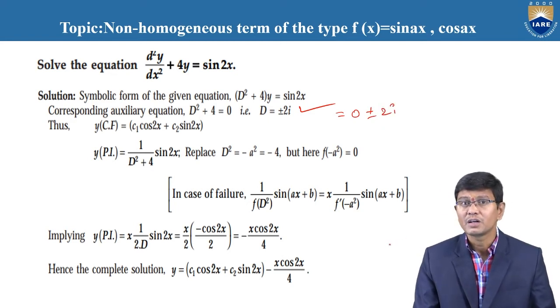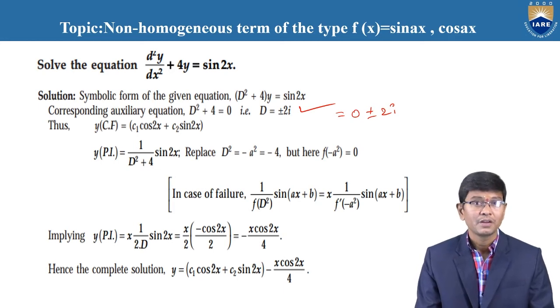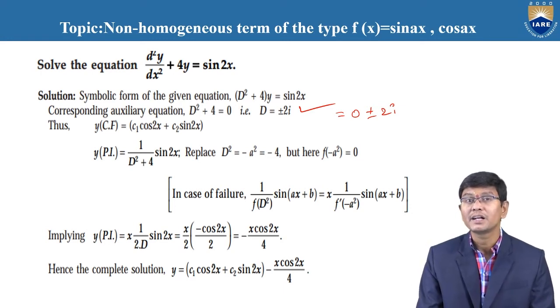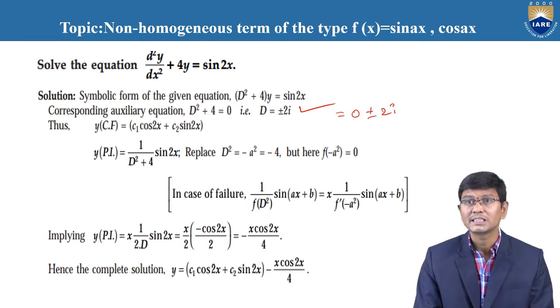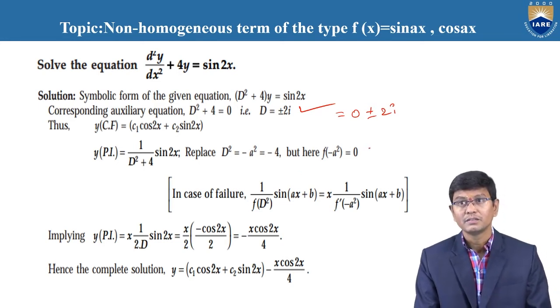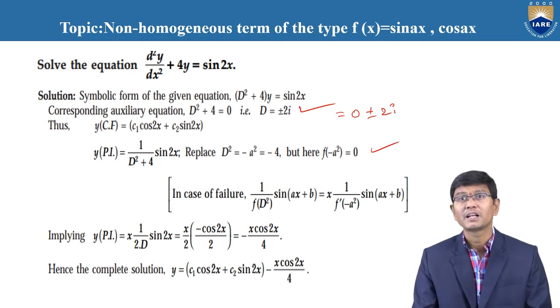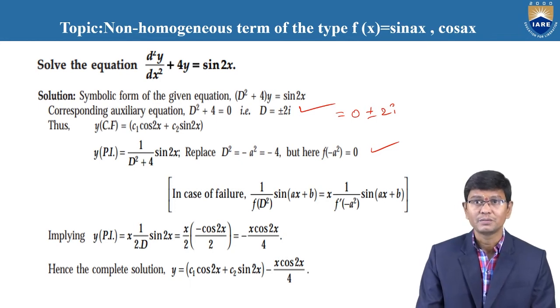Now, we need to find the particular integral. The particular integral is equal to 1 by f of D into Q. Therefore, 1 by D square plus 4 into sin 2x. Here, according to type 2, when we replace D square with minus a square, the denominator vanishes, that is 0, because D square is equal to minus a square, which is minus 4. Therefore, minus 4 plus 4 in the denominator is 0. Therefore, the case is a failure.